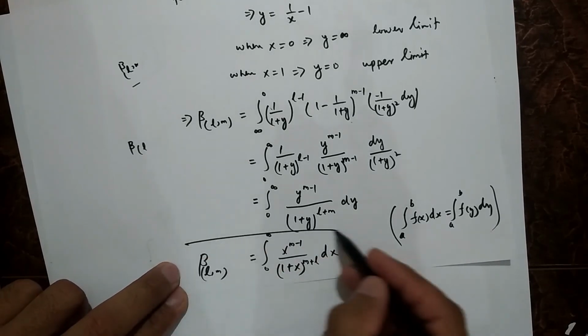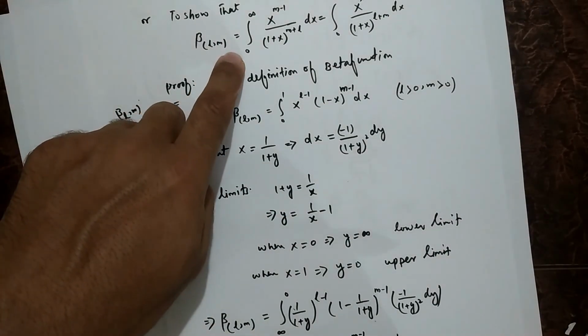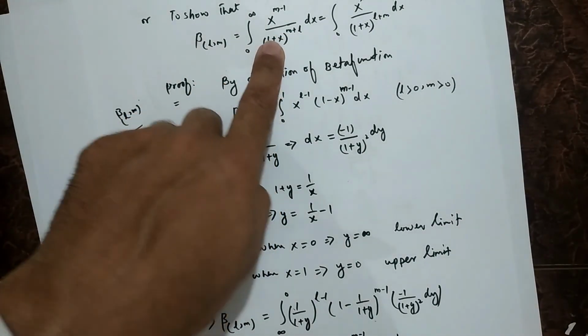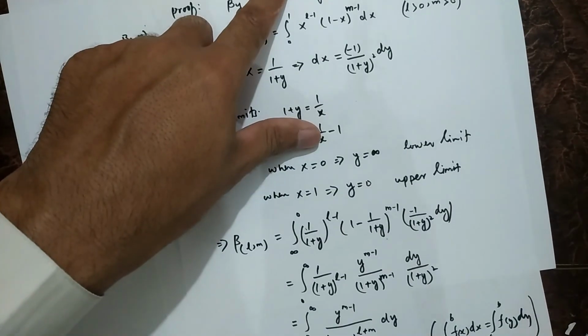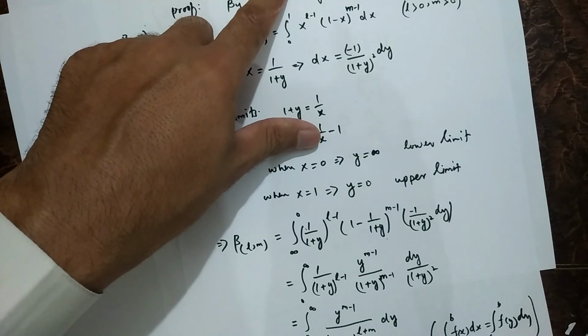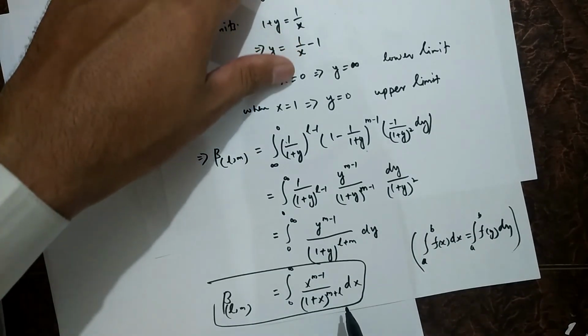So this is the first result which we have proved. We were asked to find beta lm in this form, that is x to the power m minus 1 divided by 1 plus x whole to the power m plus l into dx, which is our result here.